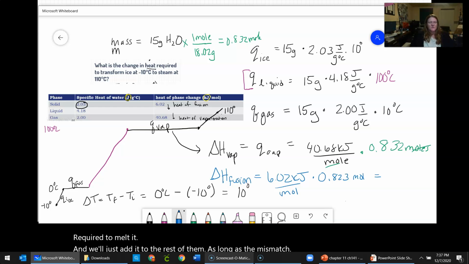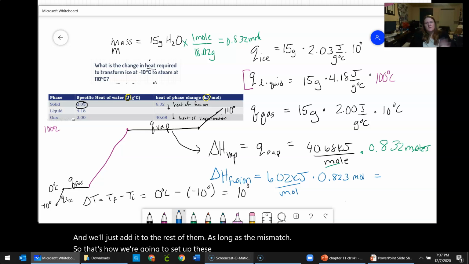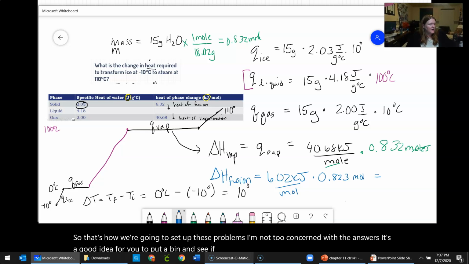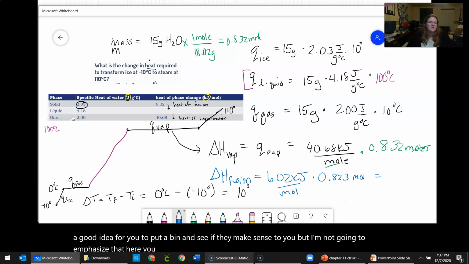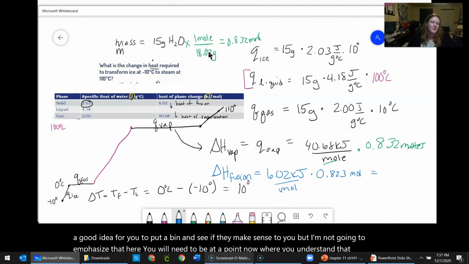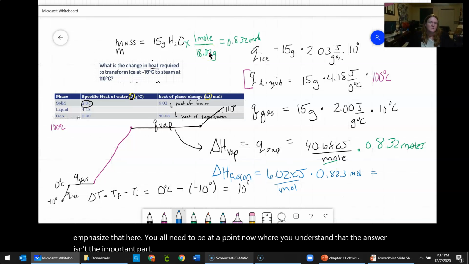So that's how you're going to set up these problems. I'm not too concerned with the answers. It's a good idea for you to put them in and see if they make sense to you, but I'm not going to emphasize that here. You all need to be at a point now where you understand that the answer isn't the important part. The process is the important part.